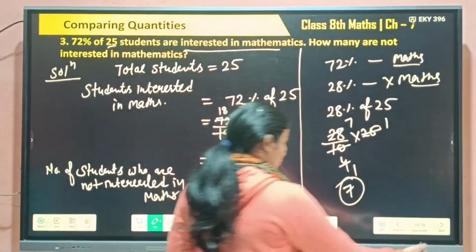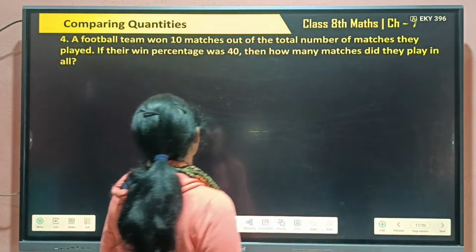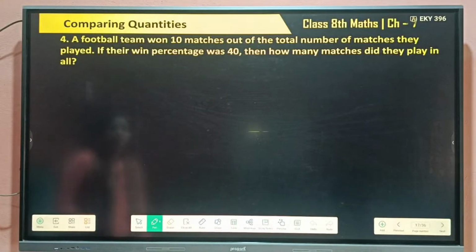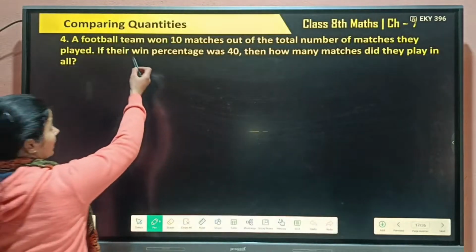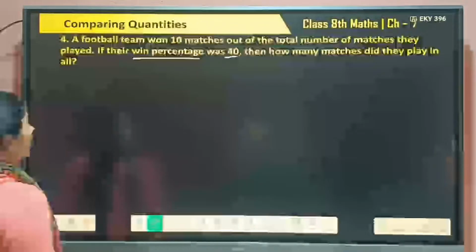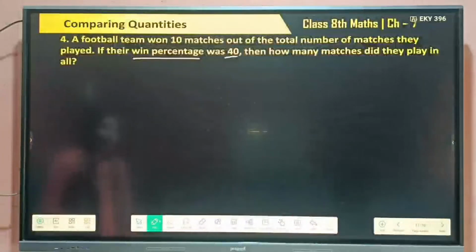Let us see what question number 4 is. A football team won 10 matches out of the total number of matches they played. If their win percentage was 40, then how many matches did they play in all? Their win percentage is 40 and the team won 10 matches out of the total. First of all, we have to find the total number of matches.